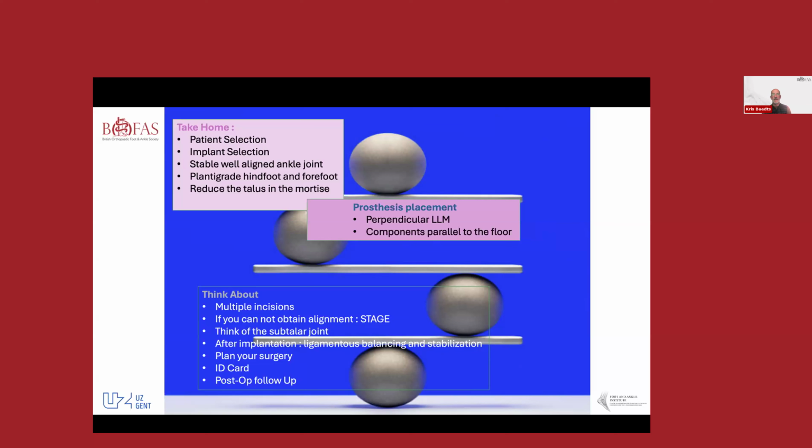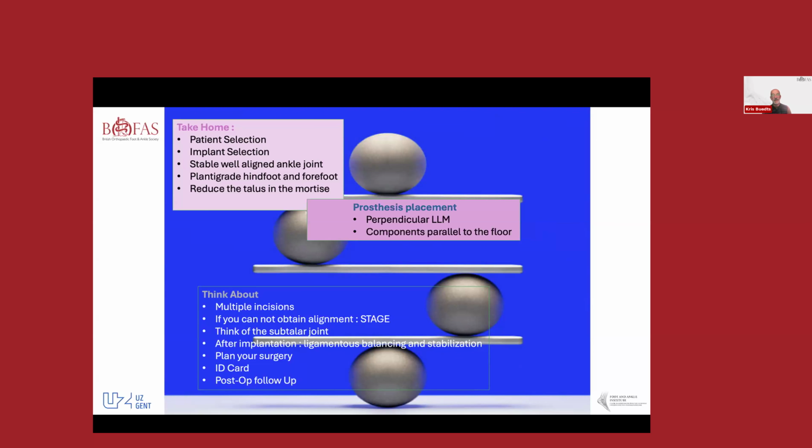Ideally, you should implant it perpendicular to the lower leg mechanical axis, with the components parallel to the floor. You need to think about multiple incisions. If you cannot obtain alignment and stability, then stage your surgery, even if you think you're not capable of doing it in one stage. Don't be afraid to stage your surgery. Think about the subtalar joint and the Chopart joint; as much as possible, you want to keep them. After implantation, look at balancing and stabilization.